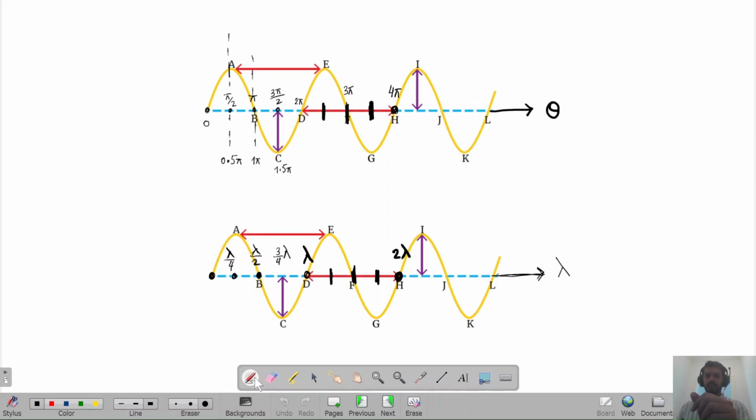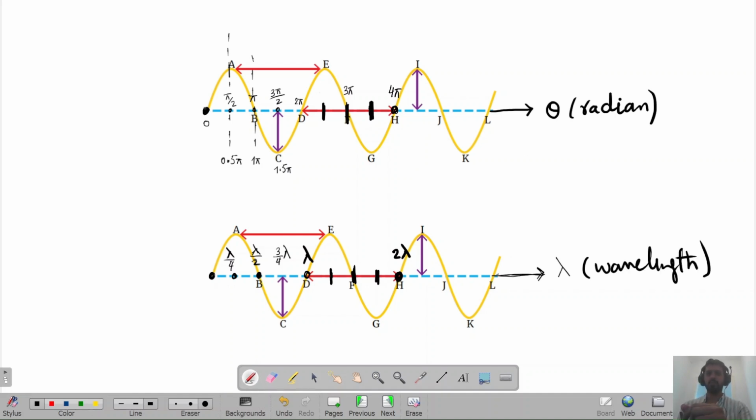Now, here we have a traveling wave. And in the first diagram, I've labeled the different points on the x-axis in units of radians. In the second diagram, I've labeled the same points, but this time I've labeled them in units of wavelength. Let's see what is the difference between the two.